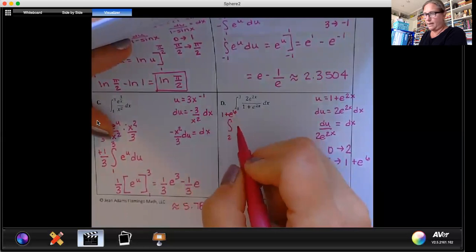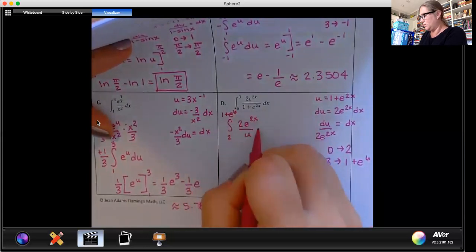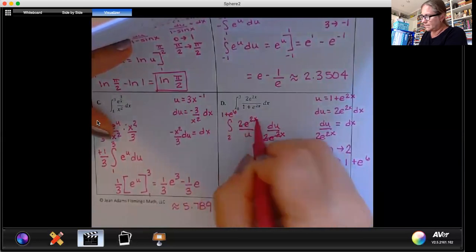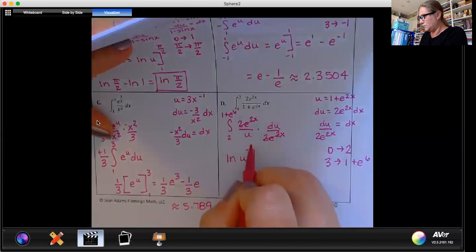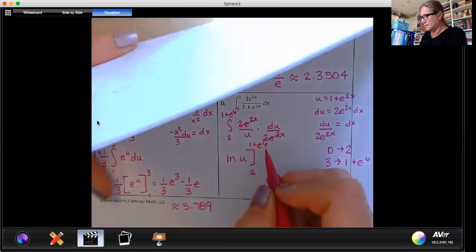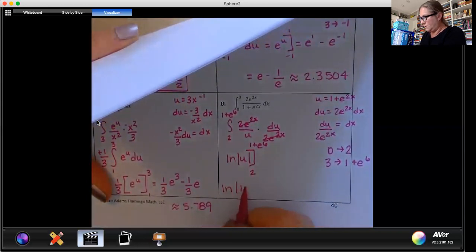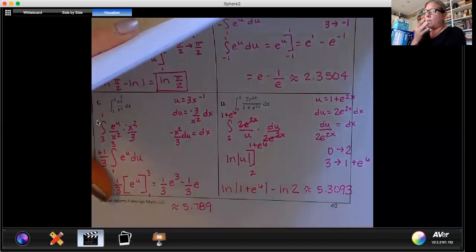You don't want to round that. It is 2e to the 2x over u times du over 2e to the 2x. 2e to the 2x cancels. So we have ln of u from 2 to 1 plus e to the 6th. Remember, that's absolute value. So ln absolute value of 1 plus e to the 6th minus ln 2, it's already positive, gives you approximately 5.3093.